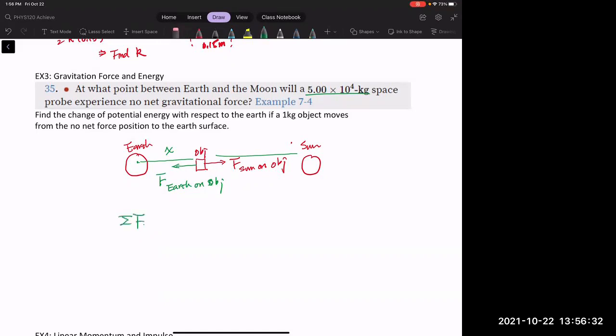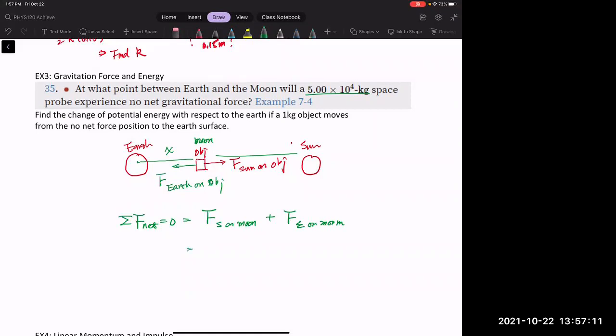You try to find where you have the net force equal to 0. And that net force is coming from two forces. One is the Sun on this object, actually the Moon, the force of the Sun on the Moon, plus the force of the Earth on the Moon. Which one is positive and which one is negative is not that important, as long as you know one should be positive and the other should be negative, because they go in opposite directions.